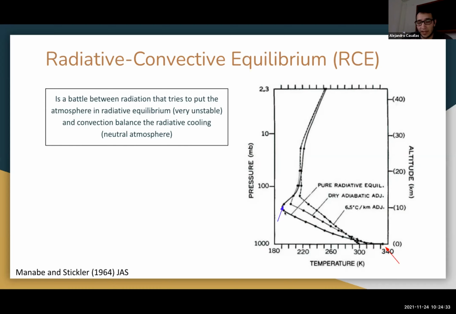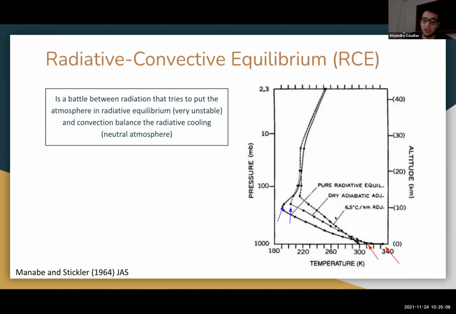So what happens if you take that model and add, for example, sensible heat transport? You will get the dry adiabatic adjustment, that is this one in the middle, but you still have a very warm surface and a very cold tropopause. So you still need something else. Another important aspect is the lapse rate, that is the steepness of this line. It's very high in these two models, but it's better when you add moisture.